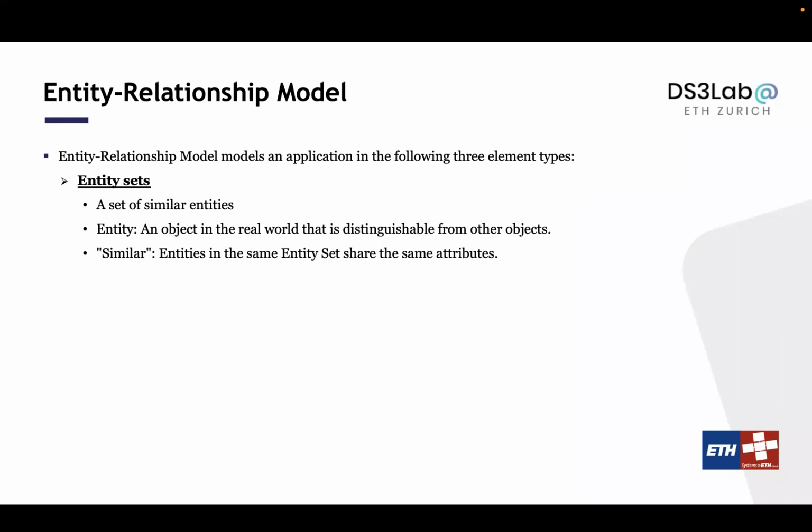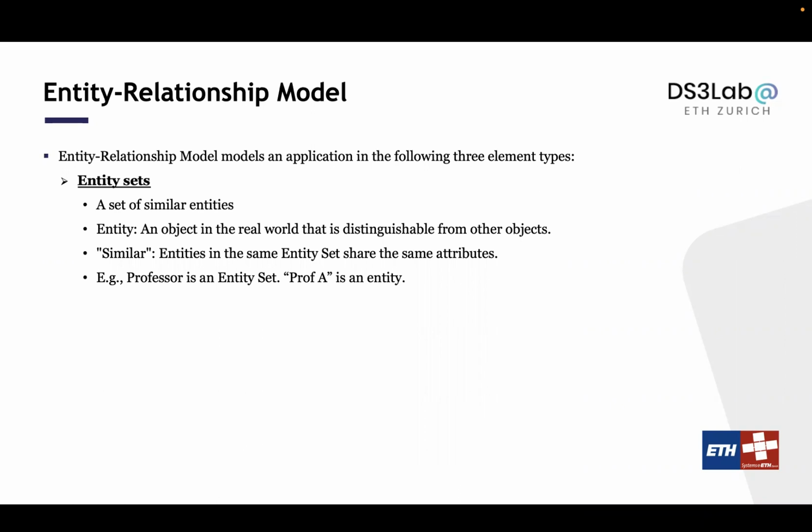When we talk about similar, we mean that entities in the same entity set share the same collection of attributes. Intuitively, they are things that can be put inside one relation. For example, if you think of professor as an entity set, it contains a set of similar entities, each entity corresponding to a single professor. Why they are similar is because they share the same collection of attributes.